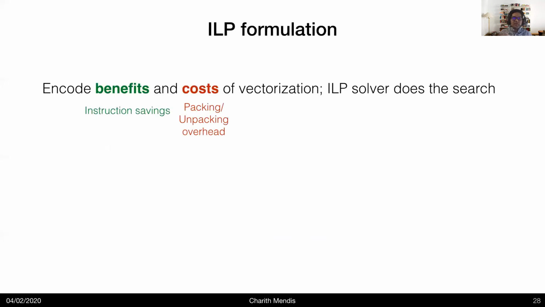The idea behind the formulation is simple. What you want to do here is to encode the benefits and the costs of vectorization into the objective function of the ILP formula, and then you can use an off-the-shelf ILP solver to do this. But if you naively encode the problem, it's not going to be feasible for the ILP solver to do the search. In fact, representation matters a lot for the feasibility of your solution.